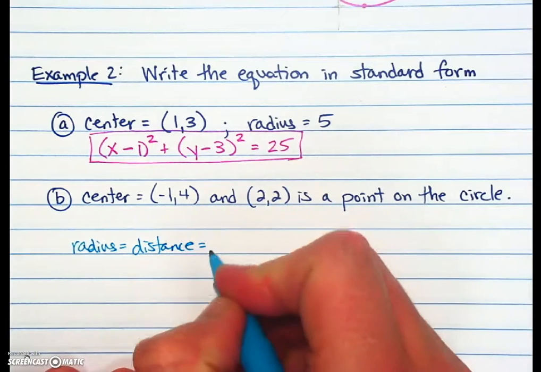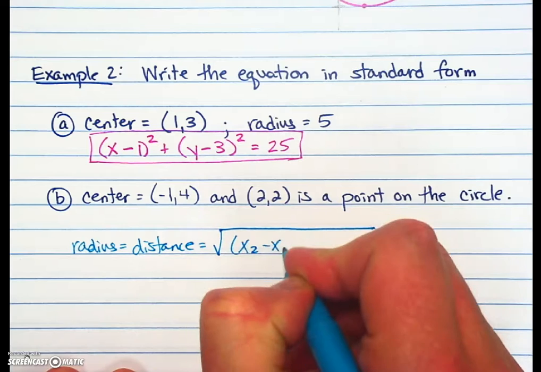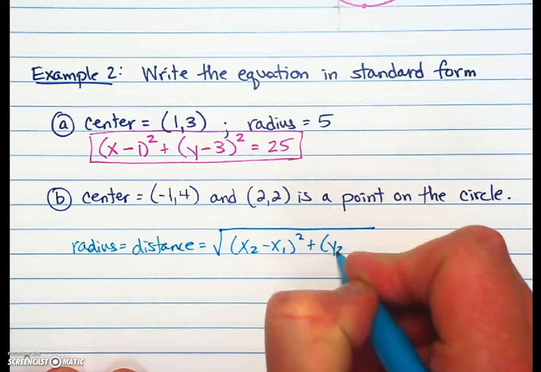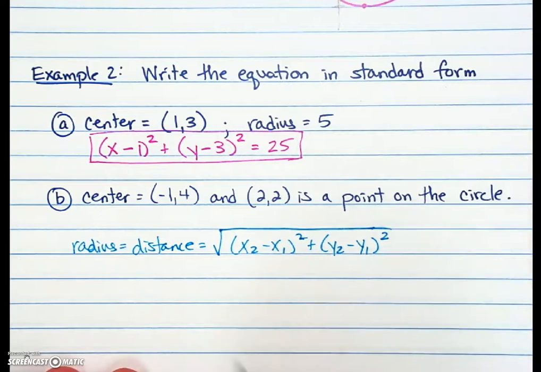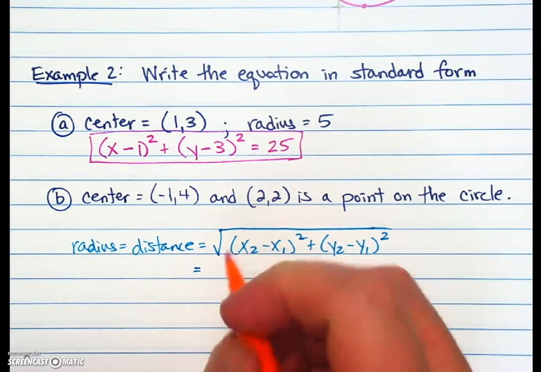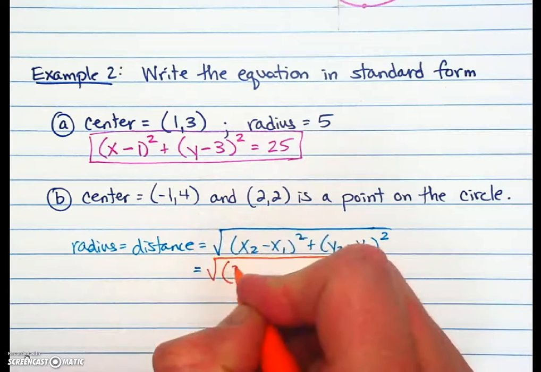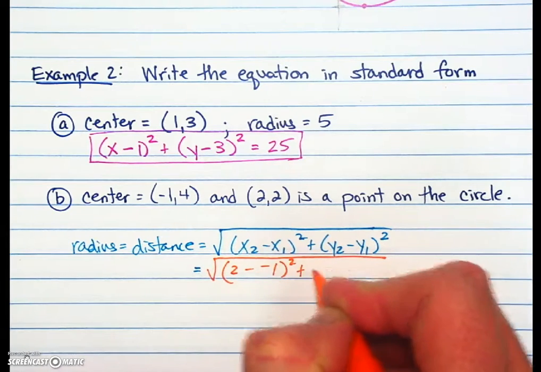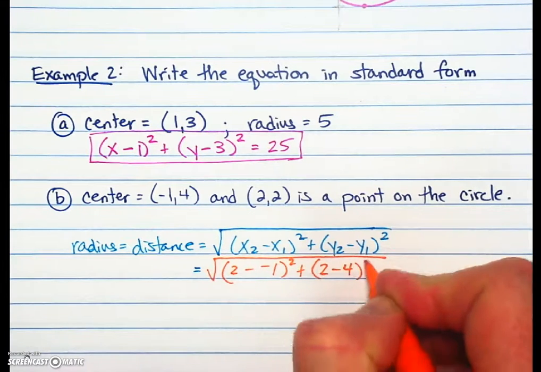And our distance formula, I don't know if you remember this or not, but it's x2 minus x1 squared plus y2 minus y1 squared. Okay, so we're just going to plug in here and solve. So let's see here. X2 is 2. So I'm going to go 2 minus a negative 1 squared plus, and then y2 is also 2, so 2 minus 4 squared.